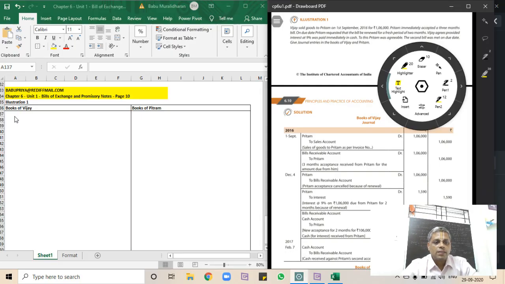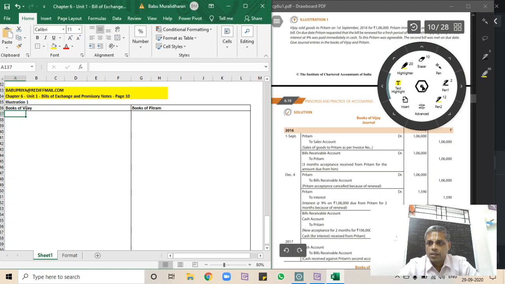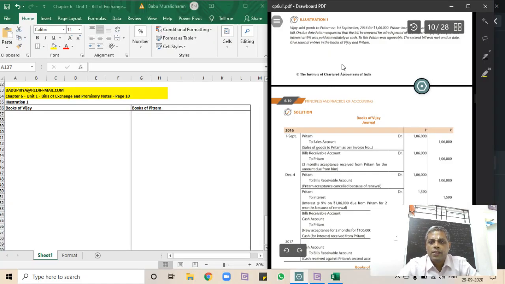Let's continue with the bill of exchange. And I'm in illustration one. Illustration on the bill of exchange and promissory notes, page number 10, CA Foundation book. So let me close this. Yeah. So Vijay sold goods to Preetham on 1st September 2016 for rupees 1,06,000.